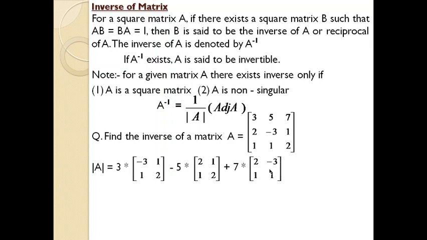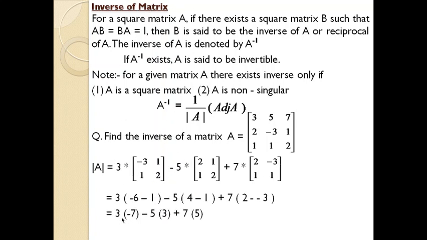So if you solve these steps, you will get 3 into -3 into 2, which is -6, minus 1 into 1, 1, minus 5 into 2 into 2, 4 minus 1, plus 7 into 2 into 1, 2 minus 1 into -3, -3. By solving that, you will get -1.